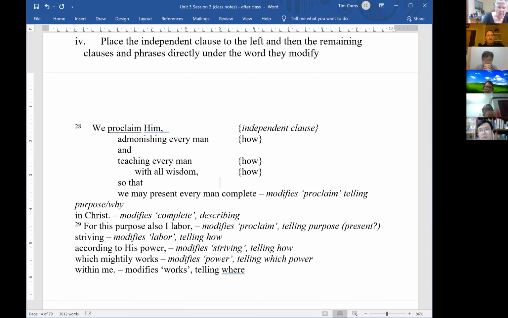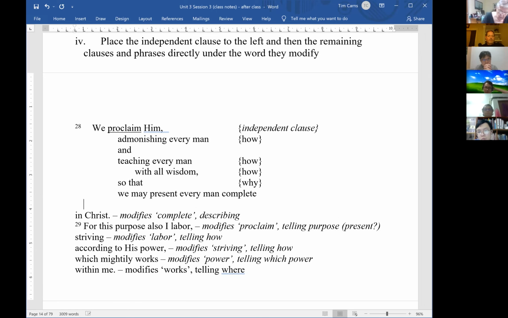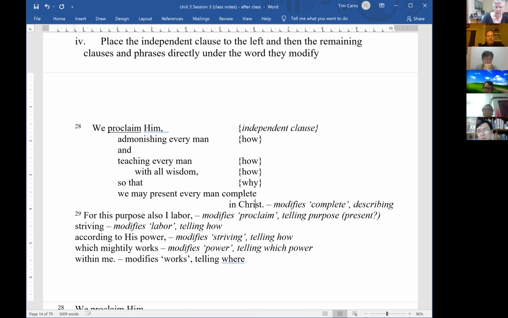And then I like to separate out my conjunctions just so I can see them better. You don't have to. Okay. So that we may present every man complete. And then Paul said "complete in Christ." It's describing how we're complete. Another possibility is present, the idea of where we present. Okay, so that's one that we may have a question on.